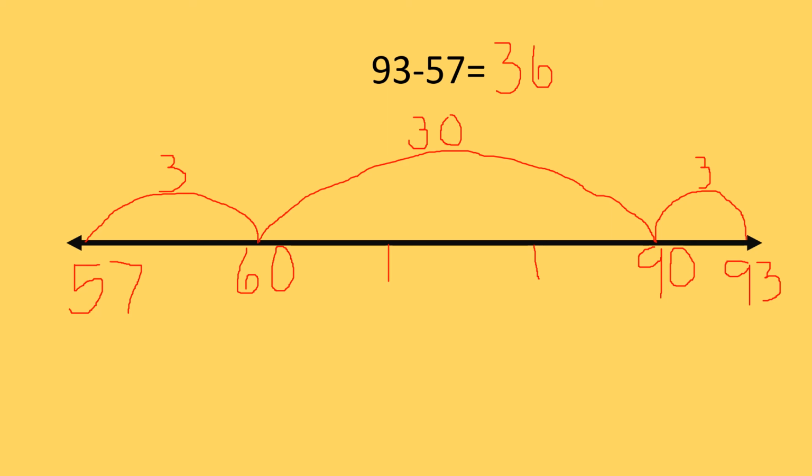I can prove that because 93 minus 57 is 36. 93 minus 36 is 57. 57 plus 36 is 93. 36 plus 57 is 93. It's a fact family. I hope this demonstration helps you a little bit.